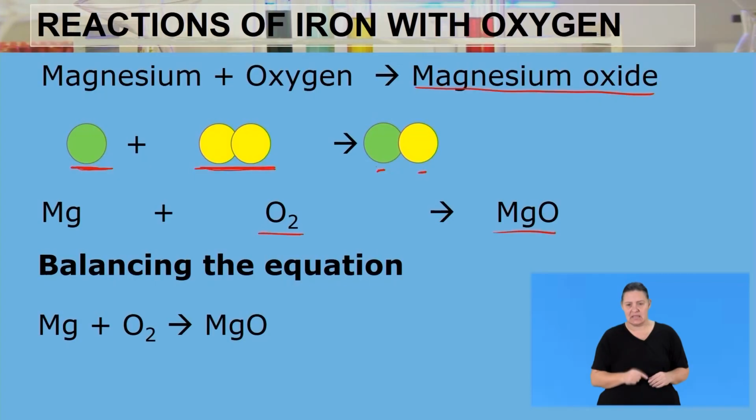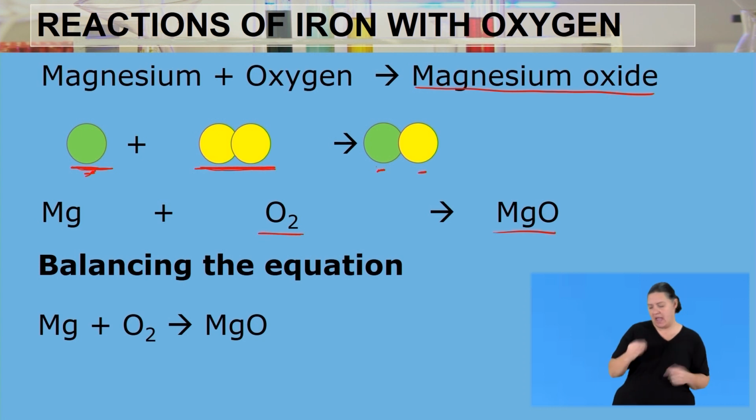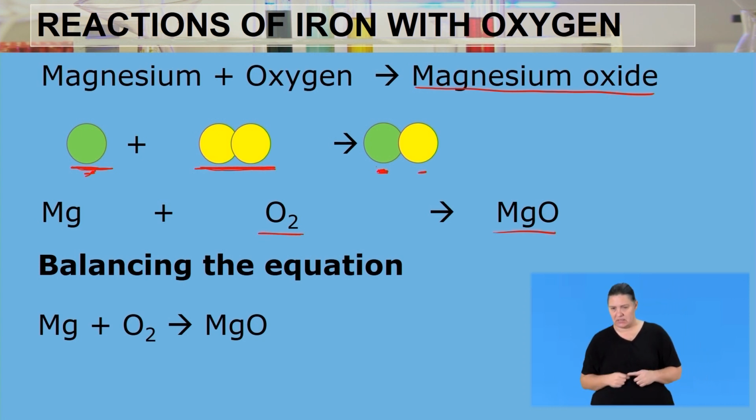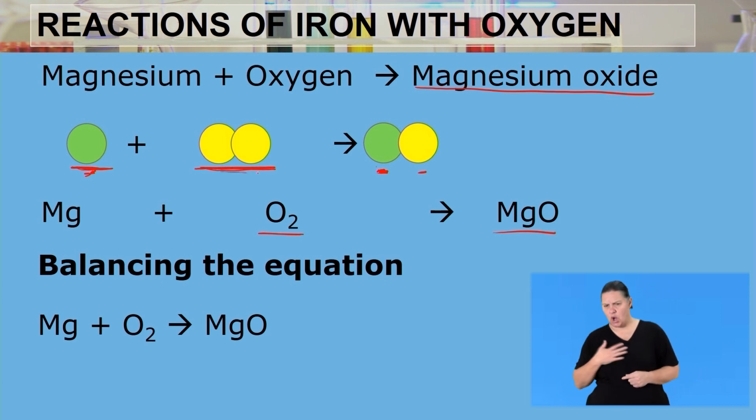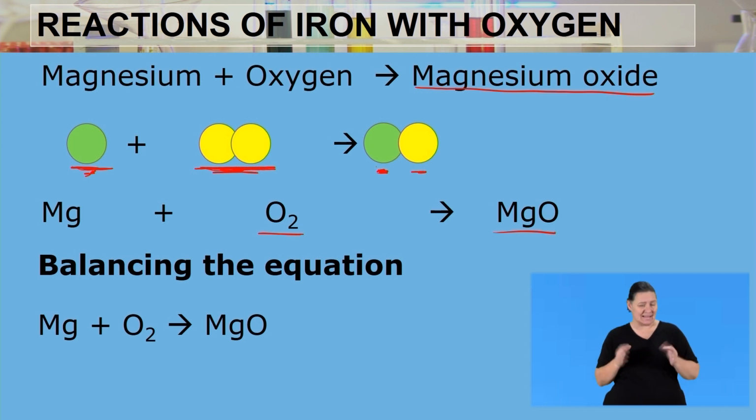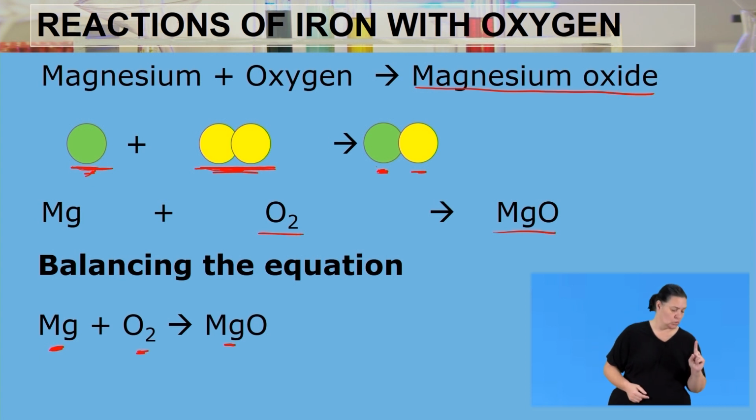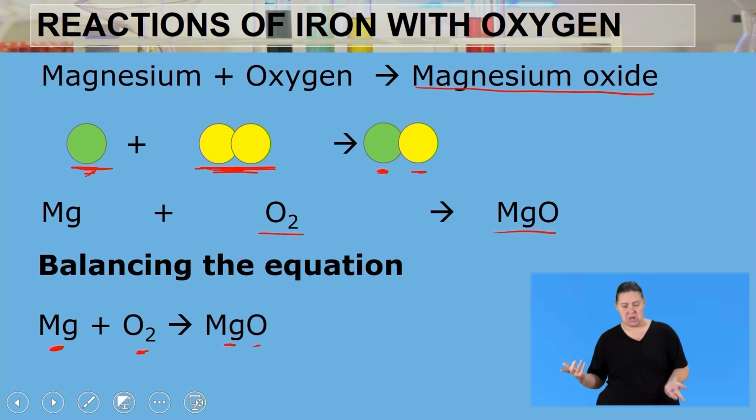We can see that we have one Mg and we also have one Mg on the right-hand side. One Mg on the reactants, one Mg on the products. So that is balanced. But for the oxygen, we have two on the reactants and one on the products. So in order for us to balance that, we need to look at our chemical symbols, whereby we have Mg, which is 1, O2, which is 2, and then O is 1 on the right-hand side. So let's try to balance this equation.